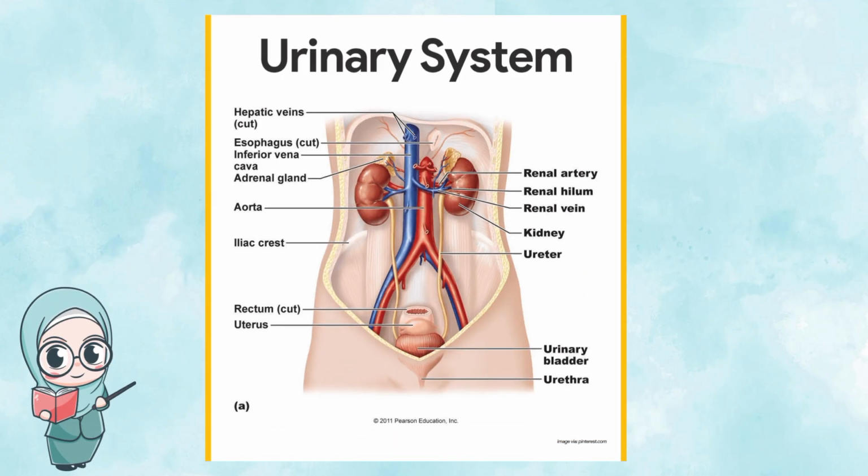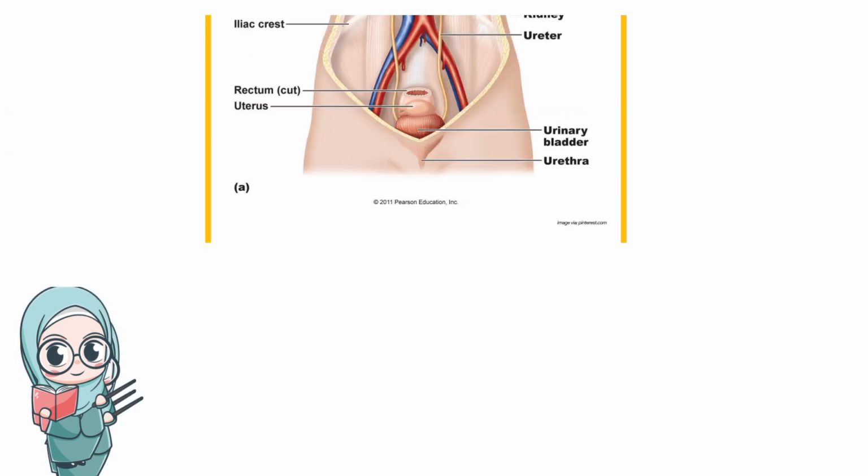Kidneys. These bean-shaped organs filter blood, removing waste and excess fluid to produce urine. They are located in the upper abdomen, one on either side of the spine. Ureters. Two narrow tubes that carry urine from the kidneys to the bladder. Urinary bladder. A muscular sac that stores urine until it is released. It's located in the pelvis. Urethra. A tube that carries urine from the bladder to the outside of the body during urination. It is shorter in females than in males.